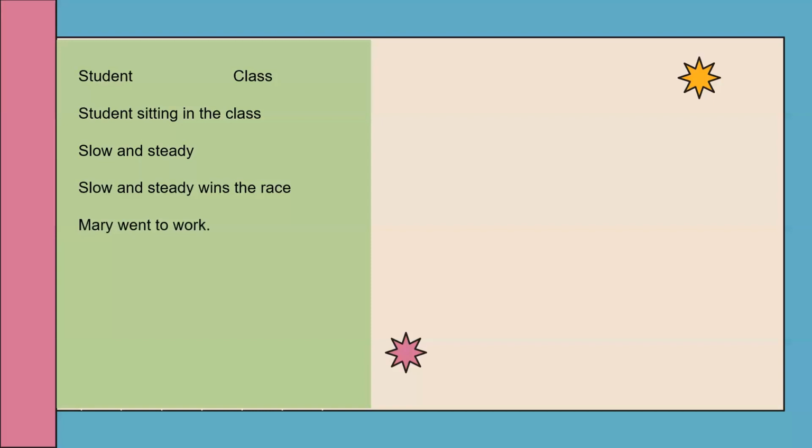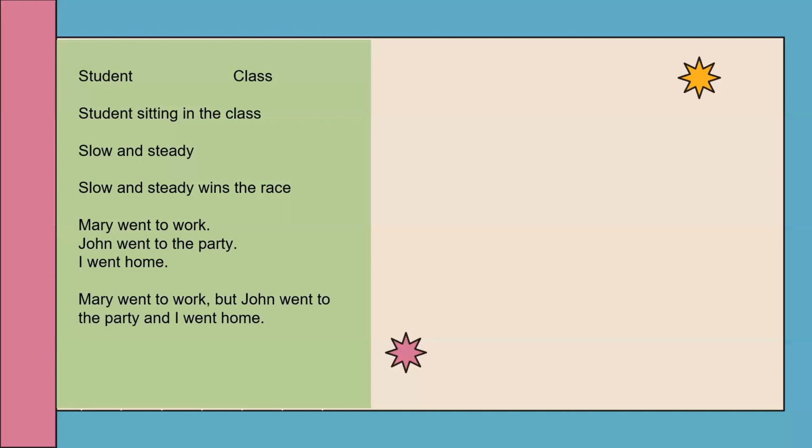Similarly, let us take this sentence: Mary went to work, John went to the party, I went home. These are three different sentences. If I have to connect these three different sentences together in order to form one single sentence, I need to use certain structural words. So I can use them like this: Mary went to work, but John went to the party and I went home. The combination of the structural words helps us to get a meaning that can be derived from these three sentences. So we can understand that the structural words have meaning only when used in a sentence, and they help to connect two or more content words together.